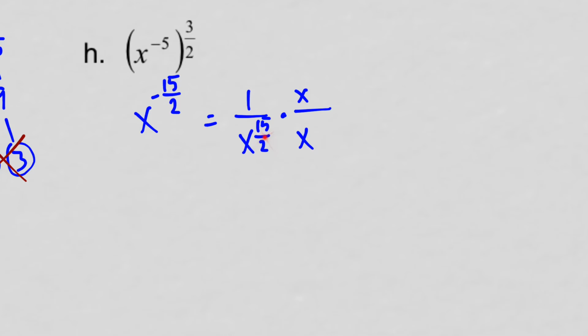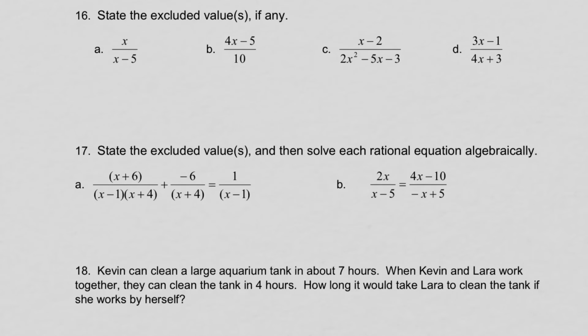Just 1/2, right? 15 halves plus 1/2 will make it 16 halves, which is a whole number. It's 8. So I'm going to just multiply times x to the 1/2 over x to the 1/2. And now when I put those together, in the numerator, all I have is 1 times x to the 1/2, which is just radical x. In the denominator, it's x to the 16 halves, which is x to the 8th.